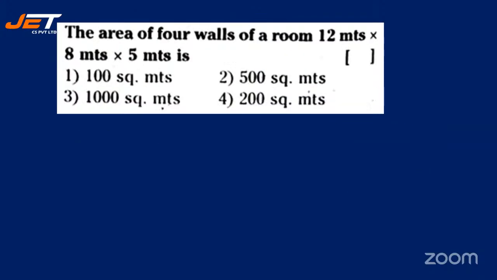The area of 4 walls of a room 12 meter, 8 meter and 5 meter is dash. So quickly you can try this sum. The area of the four walls of a room, 12 meter, 8 meter, 5 meter is dash. Try doing it and try to get the answer, students.